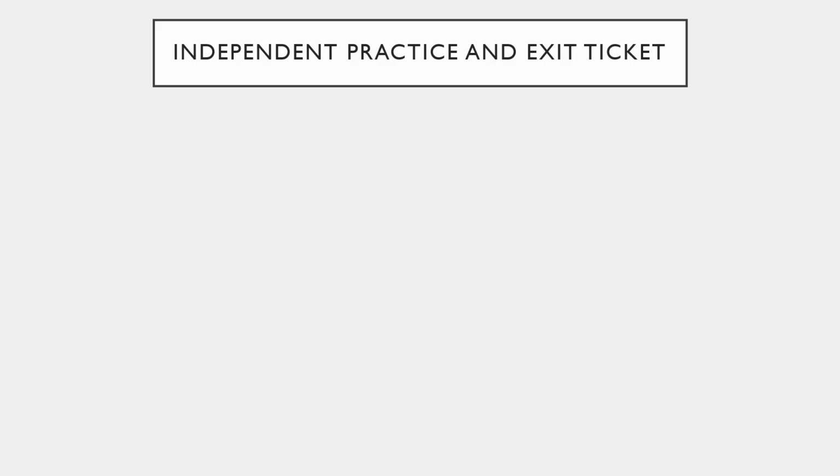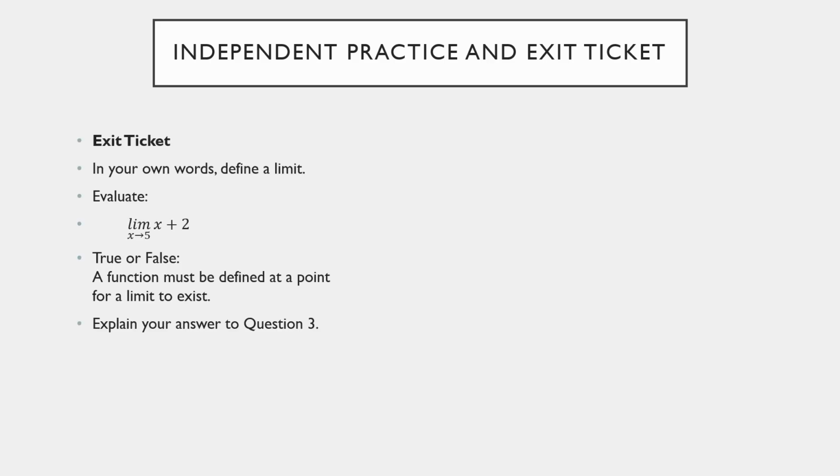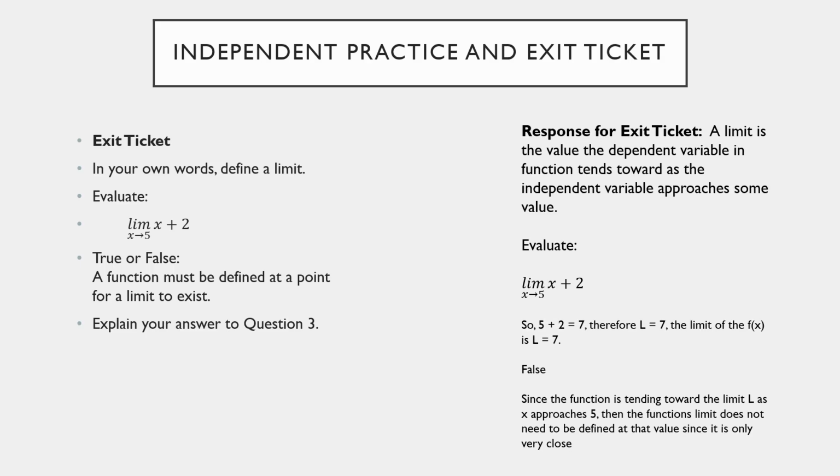So, independent practice and exit ticket. So to the left is part of the lesson plan, once again, for independent practice and exit ticket. And my response to the exit ticket is basically, in your own words, define a limit. Well, a limit is the value the dependent variable in some function tends toward as the independent variable approaches some value. Okay, and then we have to evaluate this limit as x approaches 5 for x plus 2. Okay, so right, using the notation, the limit as x approaches 5, x plus 2.